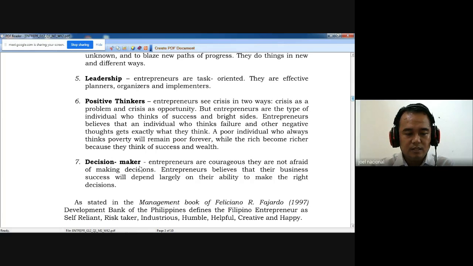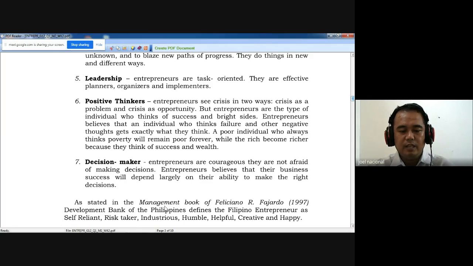And another quality is decision maker. Entrepreneurs are courageous. They are not afraid of making decisions. Entrepreneurs believe that their business success will depend largely on the ability to make the right decision. So as we have observed, decision maker with the data. So they have the data, that will help the entrepreneur to decide. They will not let other people decide for them. Okay, they have good leadership.